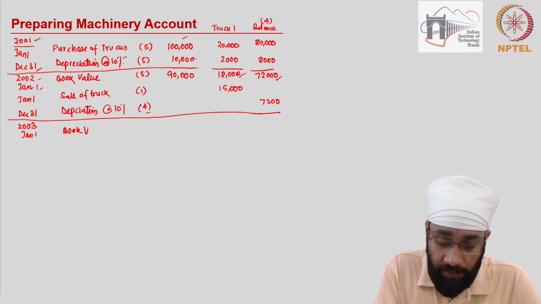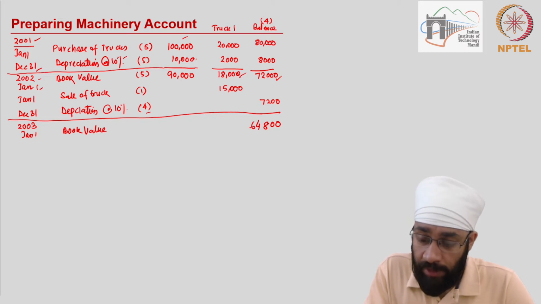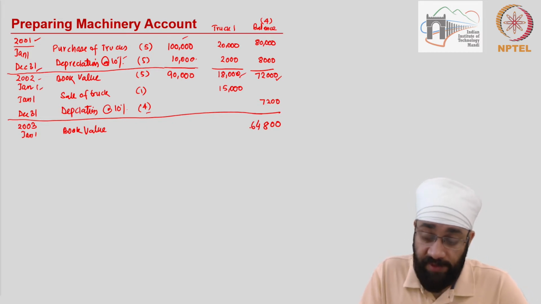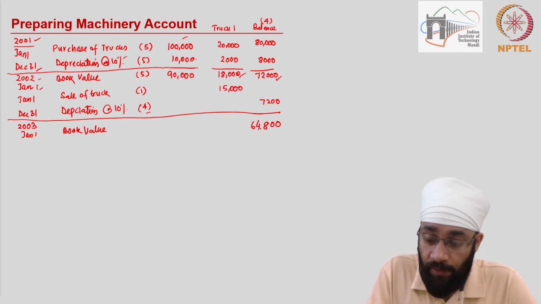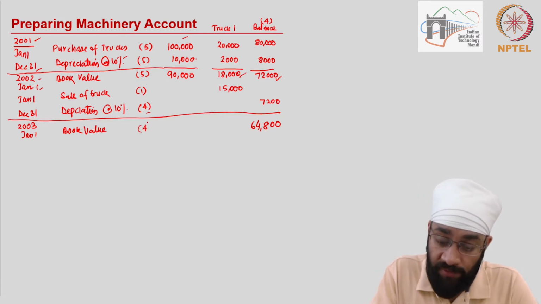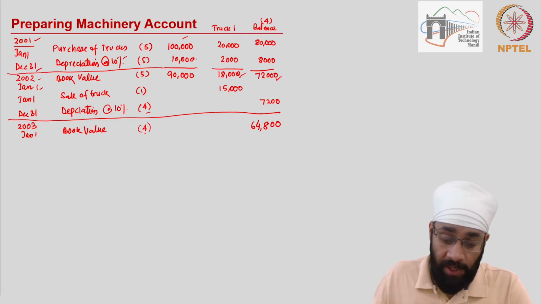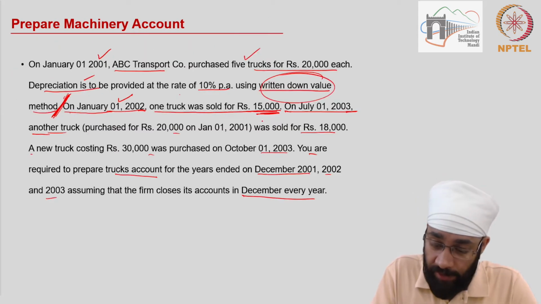Now the book value is going to be equal to how much? This comes out to be 64,572. That's correct. So 64,800 is the book value of the 4 trucks that you have with you. Now let us look at the next transaction.